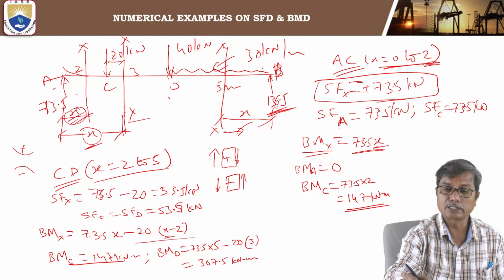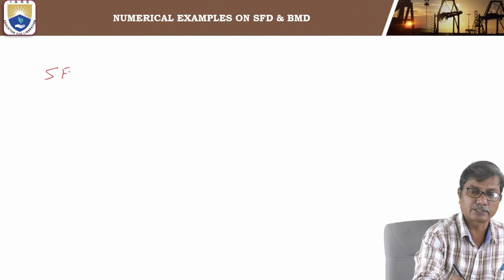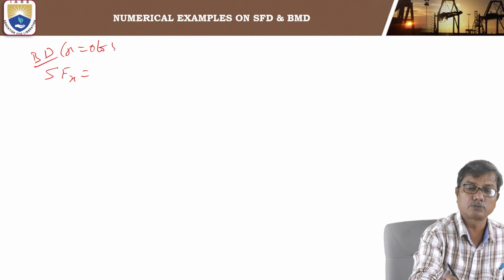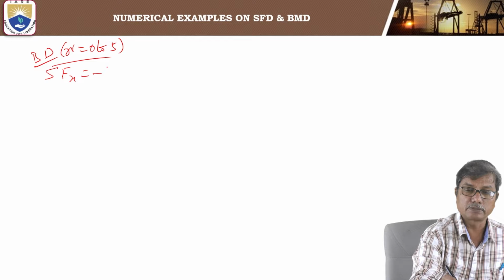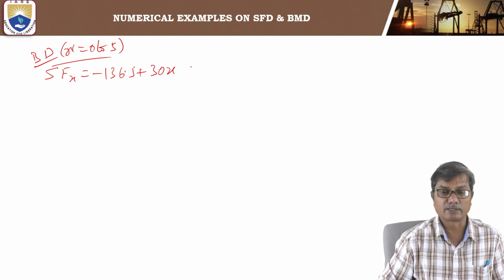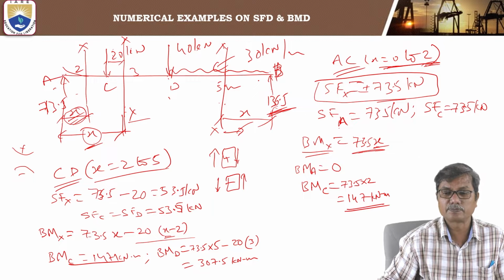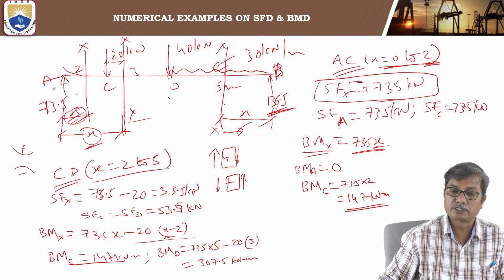And the UDL is acting to the left. So what is the UDL? 30 into x. So the shear force at x, considering portion BD, the limits for x are from 0 to 5. So shear force at x is minus 136.5 plus 30 into x, considering right hand side. So total UDL acting to the right of the section is 30 into x length.